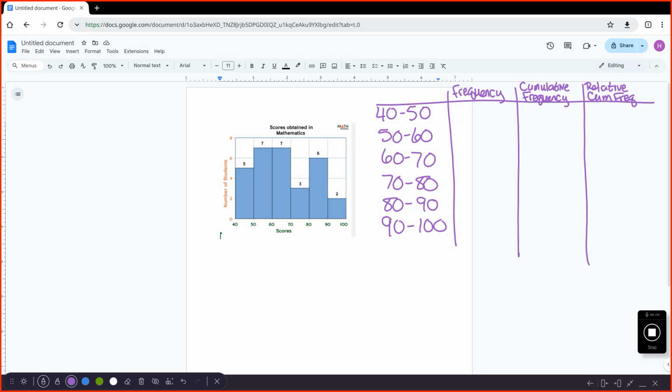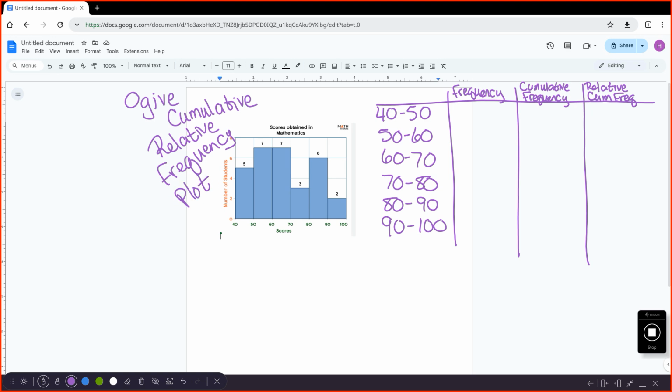All right, this is the much requested video on how to make an ogive, which is also called a cumulative relative frequency plot. Okay, so those are the same thing, an ogive or a cumulative relative frequency plot.